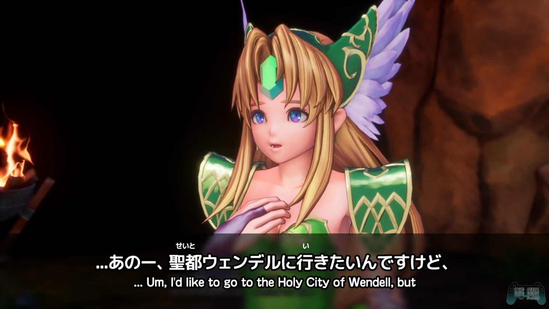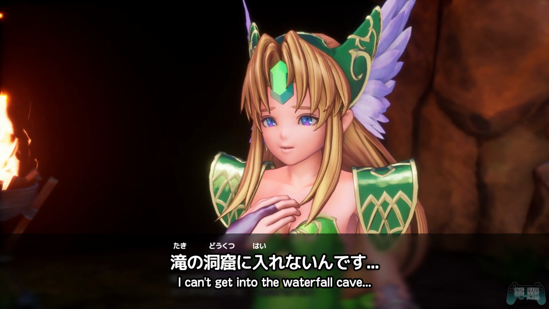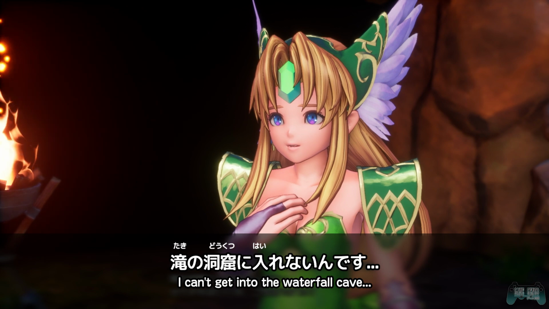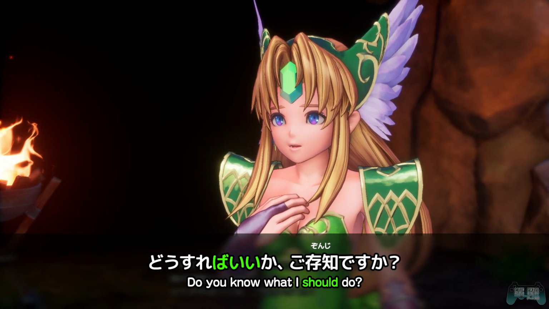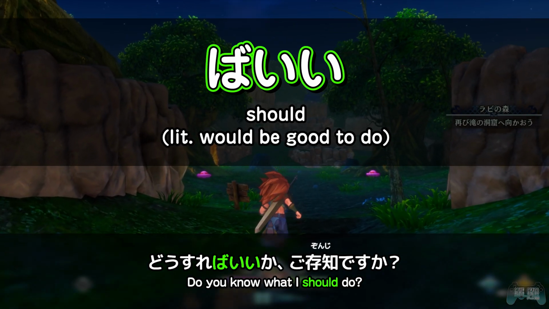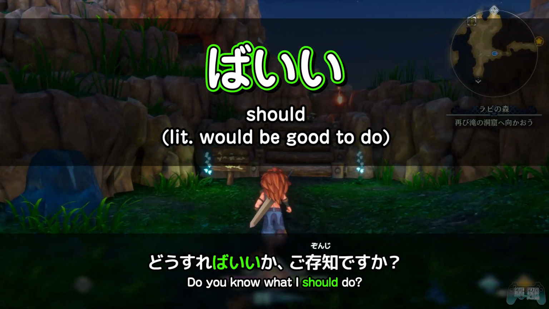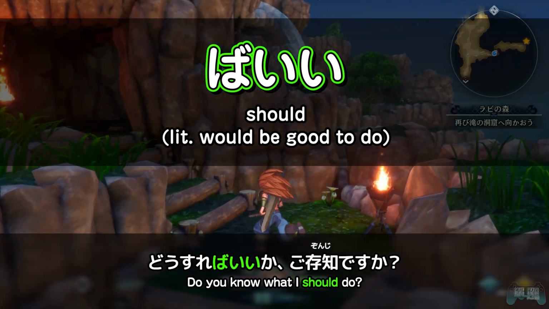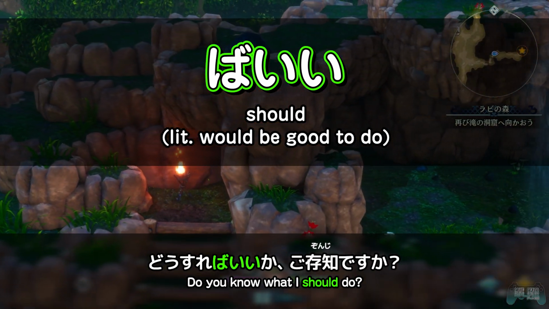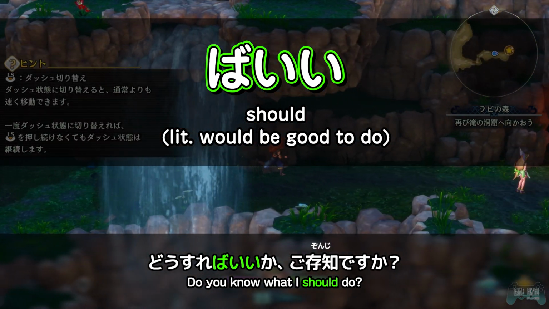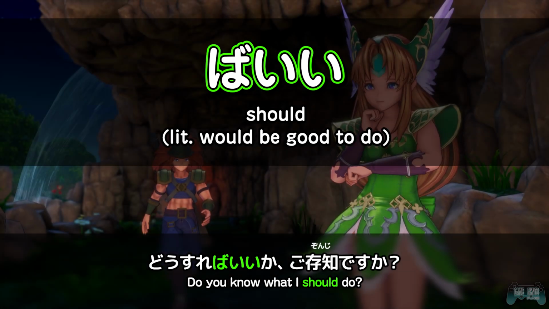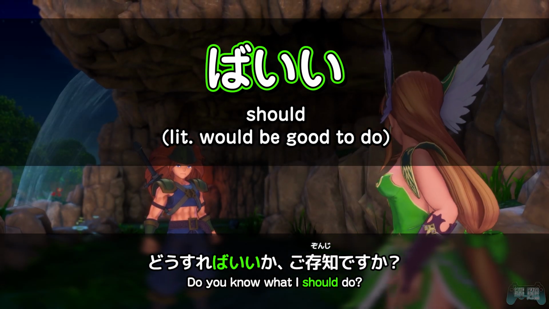Ba-i. This piece of grammar is used to express a suggestion or advice that an action would be best to take place. It's often seen as meaning should, but more literally seen as perhaps would be good if.